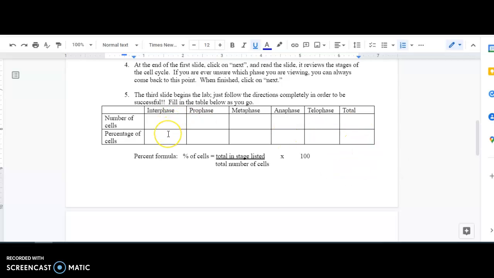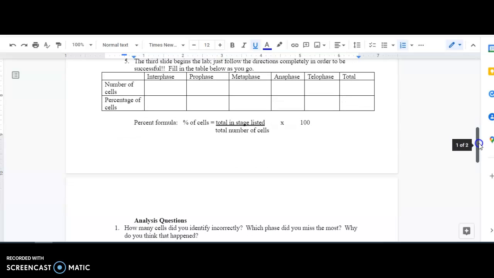You then got to calculate the percentage, which here's the formula. You're just taking the total of interphase, divide by 36 times 100. You'll get the percent. Here's the formula there if you forget. And your total percentage is 100%. So you can write that in there if you want to. I'll give you that number.